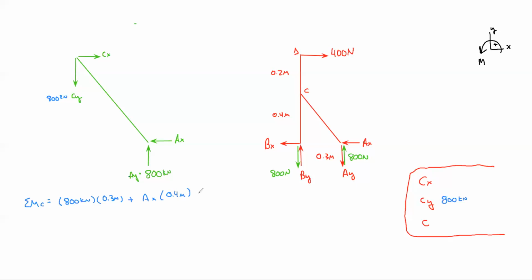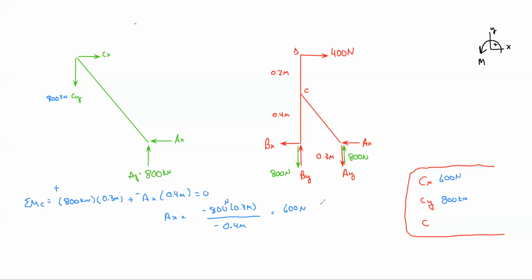It equals 0. If we're rotating about point C, 800 is going to move it counterclockwise, which is positive. AX is going to move it clockwise, which is negative. So AX is equal to negative 800 times 0.3, subtracting from both sides, newtons, divided by negative 0.4 meters. And I get that AX is equal to 600 newtons. Positive number, correct direction.